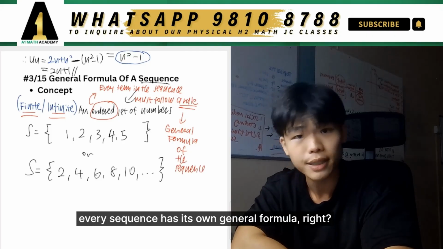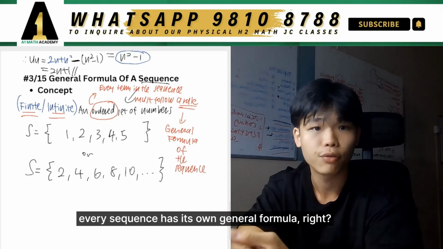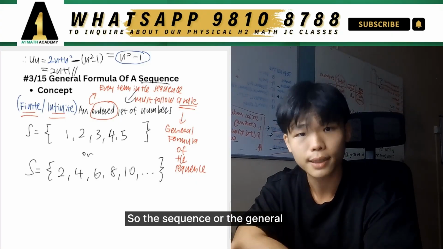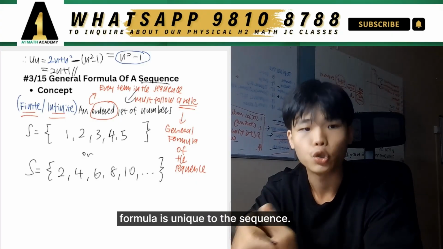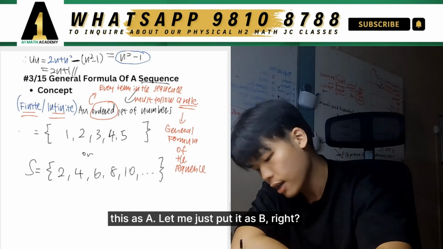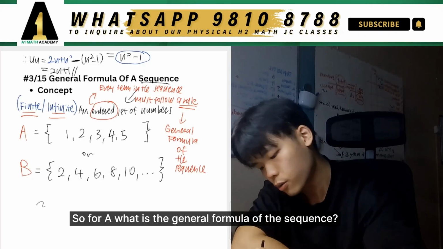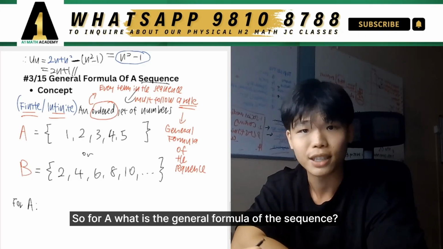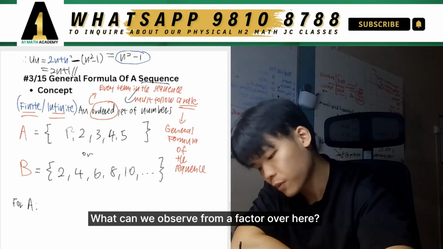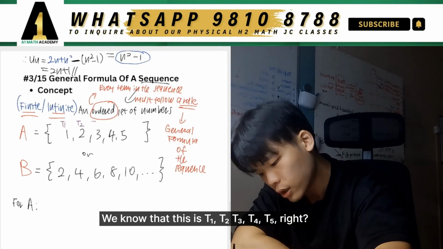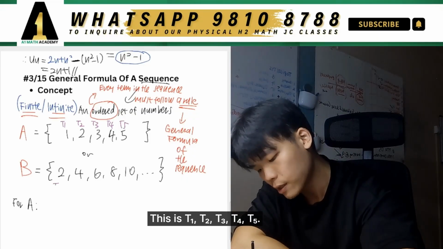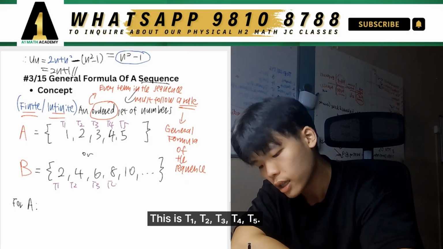And note that every sequence has its own general formula, right? Because my sequence and your sequence are going to be different, right? So the general formula is unique to the sequence. So you can see over here, let me just put this as A, let me just put it as B, right? So for A, what is the general formula of the sequence? What can we observe from the pattern over here? We know that this is T1, T2, T3, T4, T5, right? Because they are in order already. Same for below, this is T1, T2, T3, T4, T5.